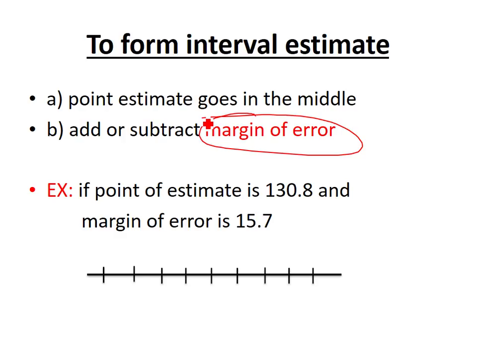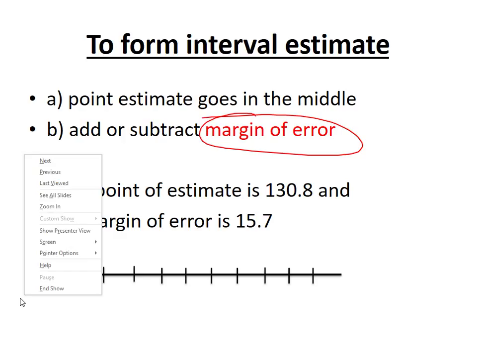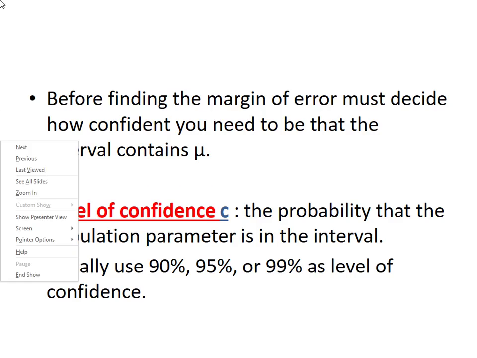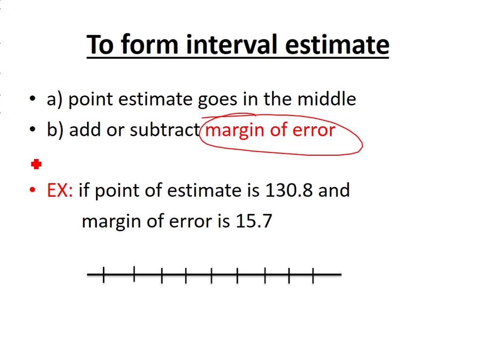On this one, if our point of estimate is 130.8, we would put it right in the middle here. And our margin of error is 15.7. So we're going to come out this way 15.7, and we're going to go over this way 15.7. That's going to be our confidence interval.